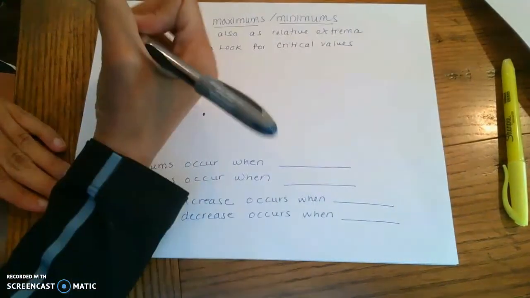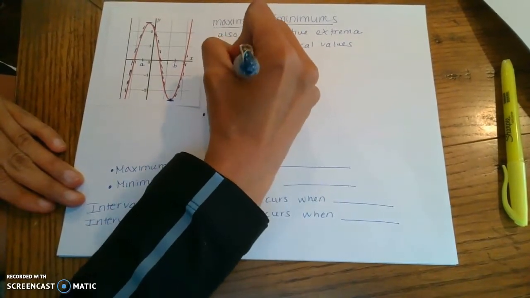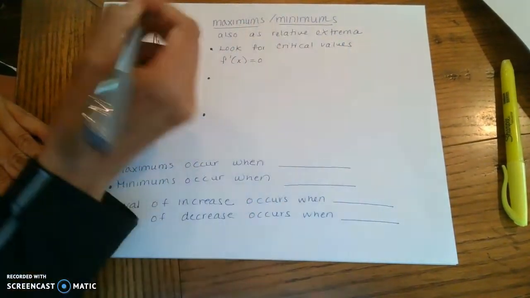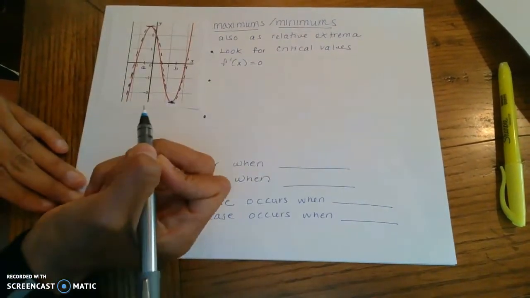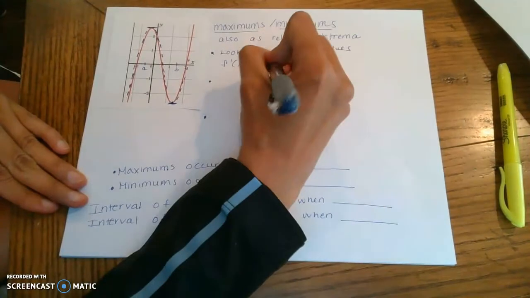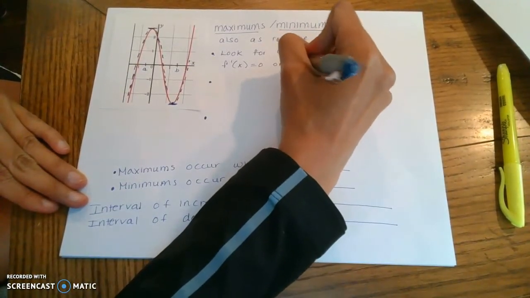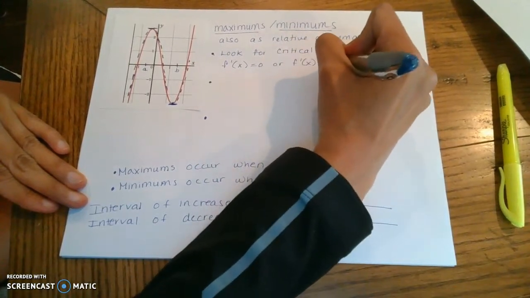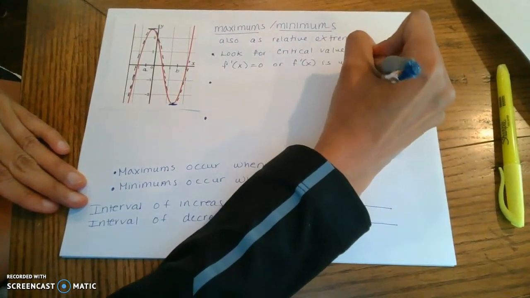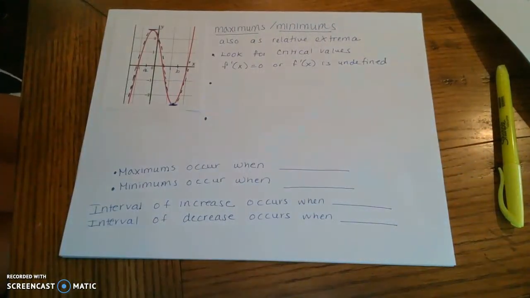Critical values occur when the first derivative of a function is equal to 0, just like here. Or, which you don't have present here, but I'll show you in a minute, when your first derivative is undefined. That's when I am able to identify if I have a possible max or min.